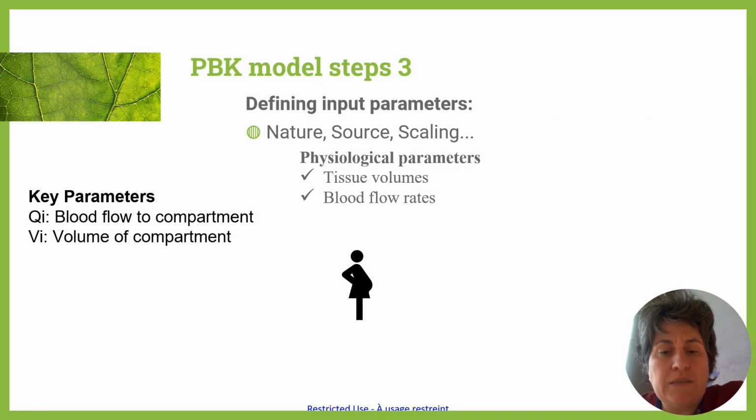So as part of the input parameters, we have information that is needed. There are 3 types of parameters: physiological, physicochemical, and biochemical. The physiological parameters are tissue volumes and blood flow of the body that you are looking at, in this case, a woman during her pregnancy. And key parameters are blood flow to the compartment and volume of the compartment.